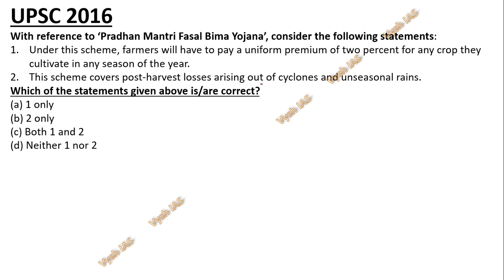First I will show you two UPSC questions which came. With reference to Pradhan Mantri Fasal Bima Yojana, consider the following statements. Under the scheme, farmers will have to pay a uniform premium of 2% for any crop that they cultivate in the season of the year. Second statement, the scheme covers post-harvest losses arising out of cyclones and unseasonal rains. So, a two-statement type question.